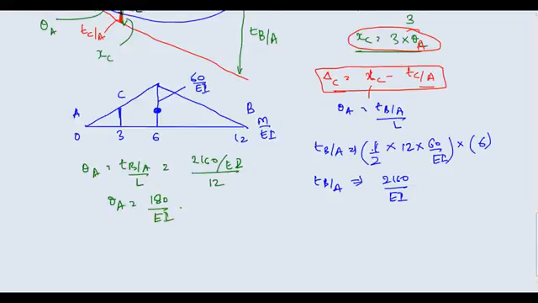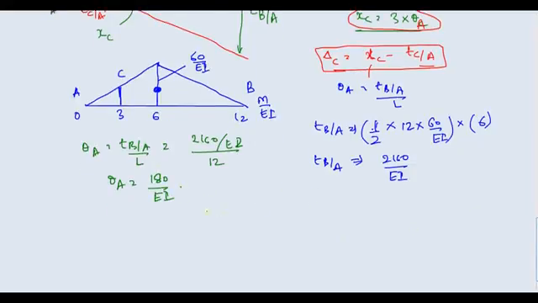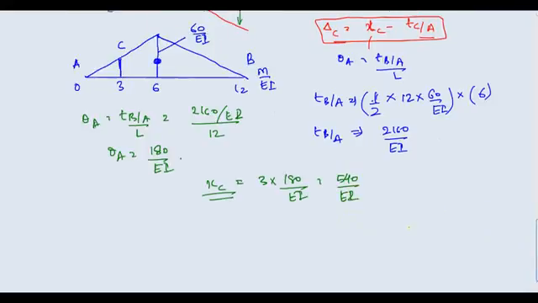180 upon EI. Now since I have theta A, can I calculate XC? See here at the top, XC is nothing but 3 times theta A. So 3 into 180 upon EI, I think you will get 540 upon EI. Is it okay? XC also now you have. Now the only thing that you want to calculate is TC upon A and your job is done.